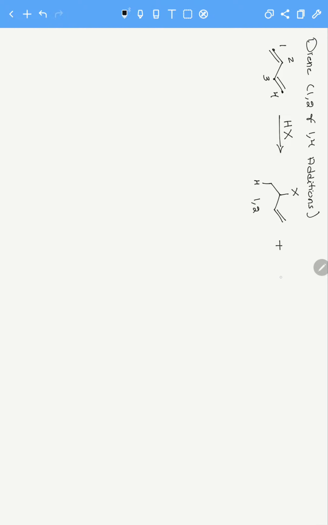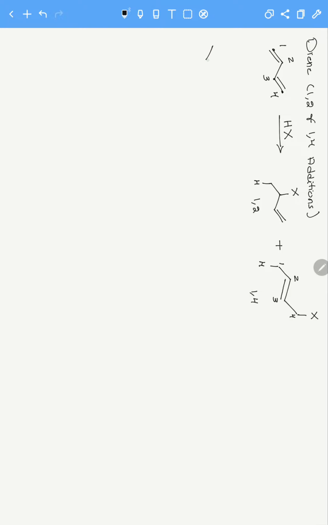To draw the 1,4 product, the two double bonds will disappear, and then a new double bond will appear between positions 2 and 3. And this is of course because of resonance, so definitely you have to refer to the mechanism to see how this works. Now hydrogen will always be added to position 1 and X will be added to position 4. And this is how you draw the 1,4 products.